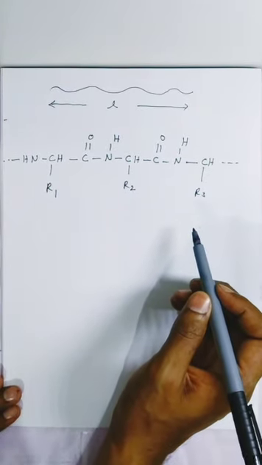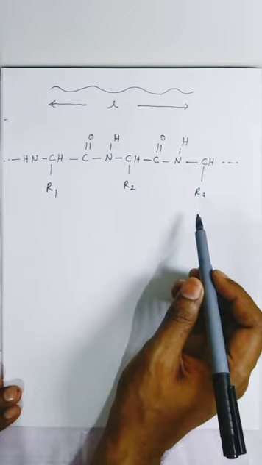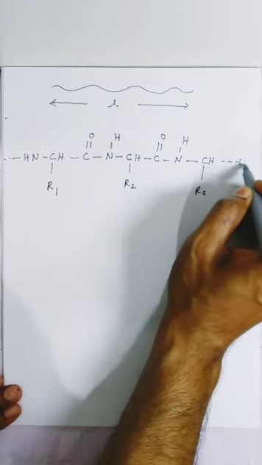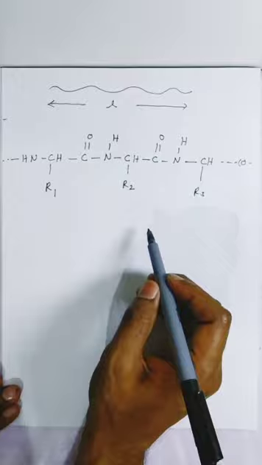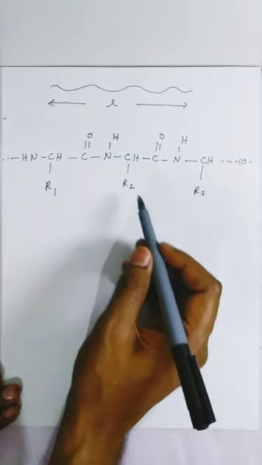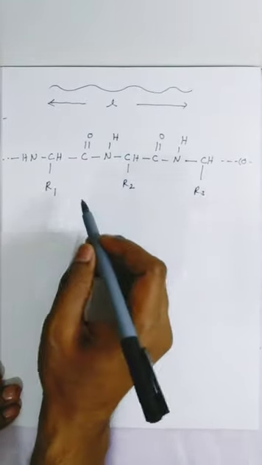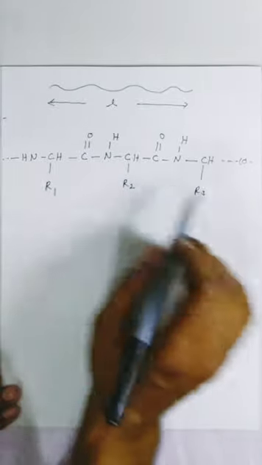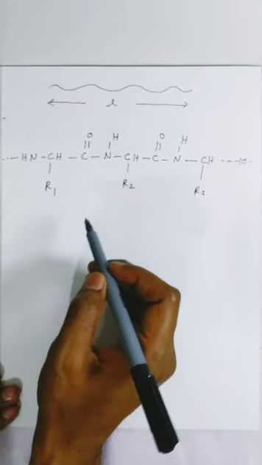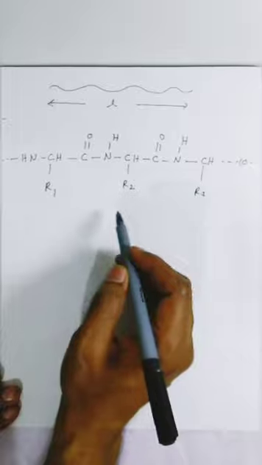So this is the structure, students. Because it has only one dimension, that is why it is called the primary structure. It is only a linear structure. Because of this linear structure, it is called a primary structure.